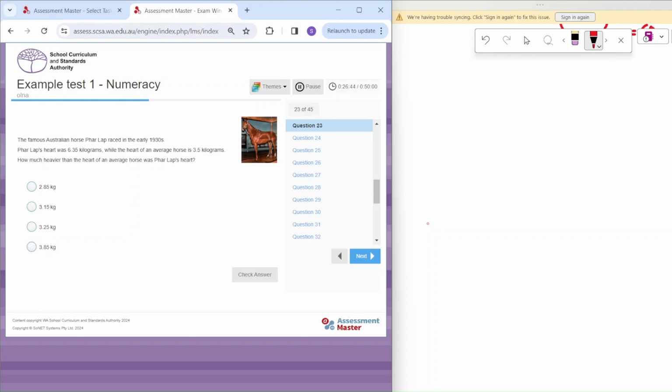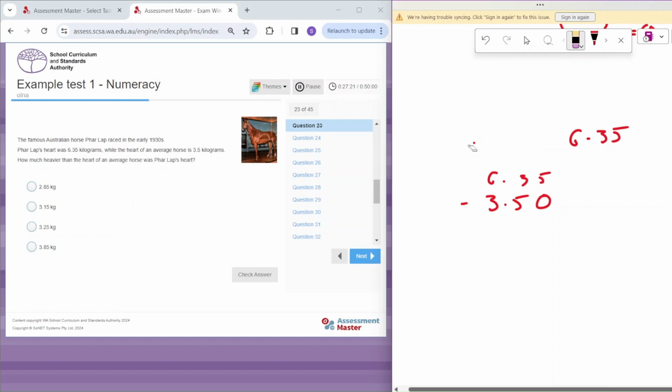The difference will give us how much heavier, because, for argument's sake, the average horse is 3.5, Phar Lap's is 6.35. We're asked how much heavier is it, so how much more is it? Well, doing a subtraction will find how much more from here to here, the difference between them. So let's do that. I think the best way to approach this one will be vertically. 3.5, 6.35. And let's put a 0 there to hold our place value. Let me just erase this so we've got a bit of room to work with.